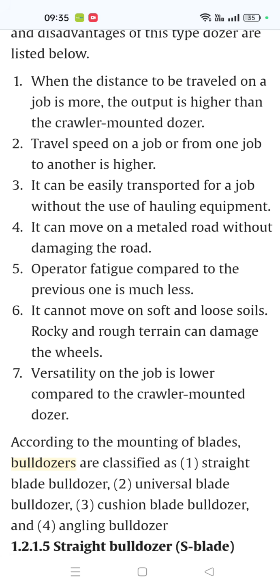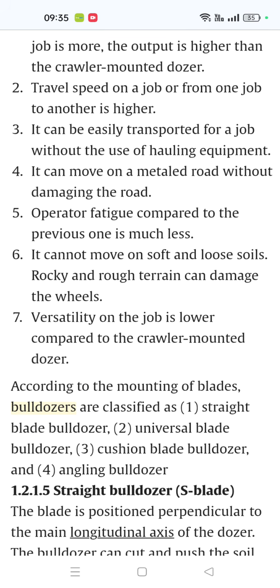2. Travel speed on a job or from one job to another is higher. 3. It can be easily transported for a job without the use of hauling equipment. 4. It can move on a paved road without damaging the road. 5. Operator fatigue compared to the previous one is much less.